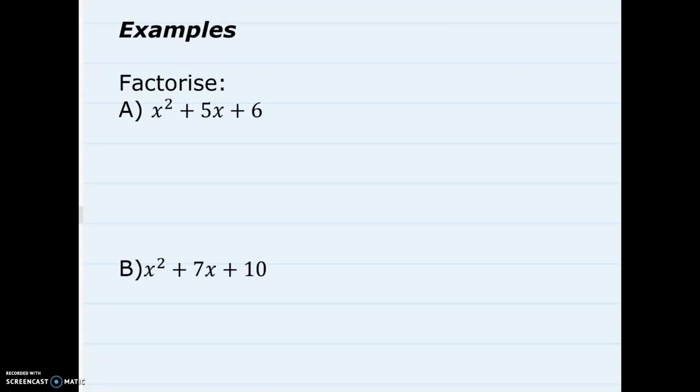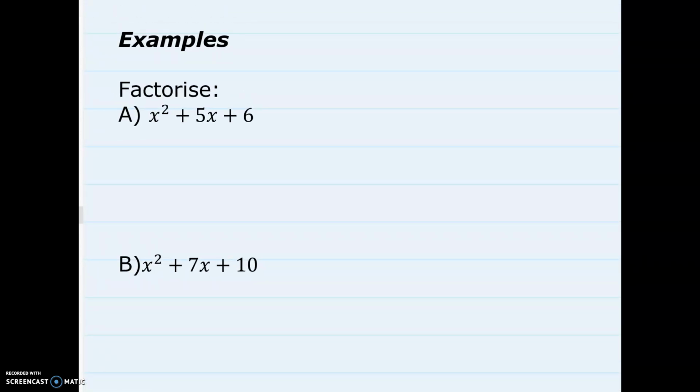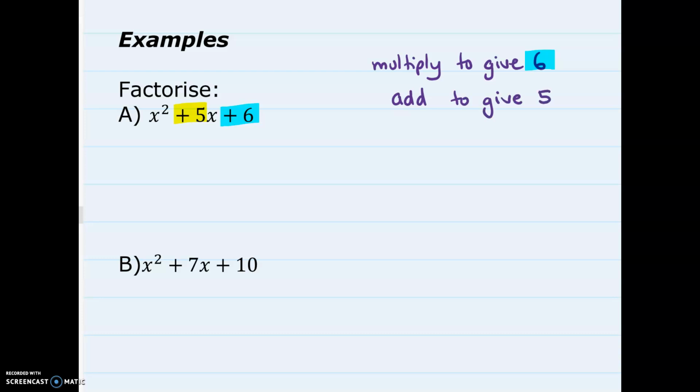Alright, so in example 1, let's have a look. We want to factorise x squared plus 5x plus 6. So this is my b value, and this is my c value. I want to start with the 6, the number on the end. I want numbers that multiply to give positive 6, and they need to add to give the value with the x, which in this case is 5.